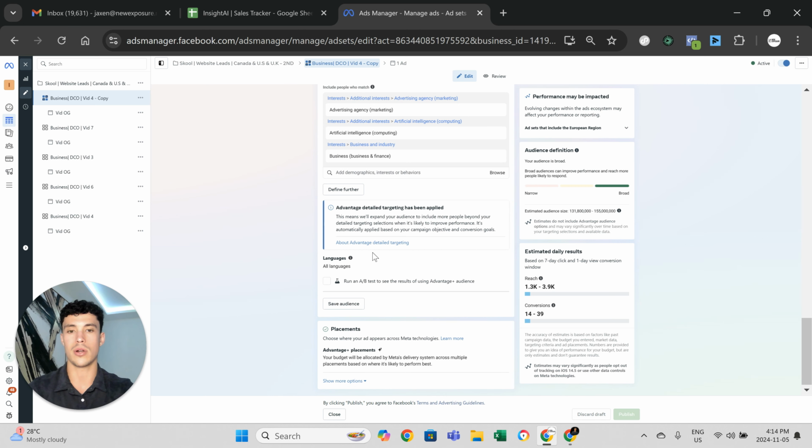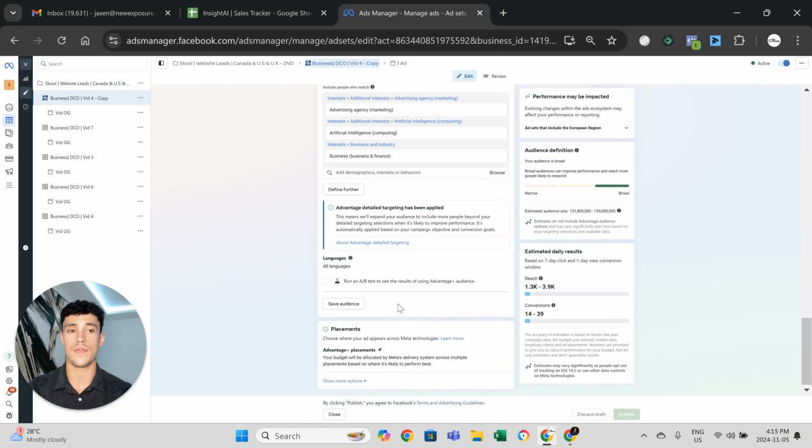And then languages, again, we target all languages because our platform can speak so many that it makes sense for us to go after all languages. And with advantage placements, there's advantage and manual. Advantage placements really just means Facebook chooses where they place your ads. And manual means you select where you place them. And the different placements are like the feed, reels, stories, the explore page, all that sort of stuff where you see ads is where Facebook can place them.